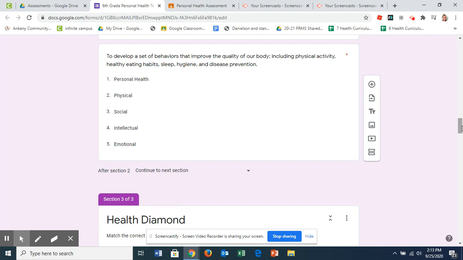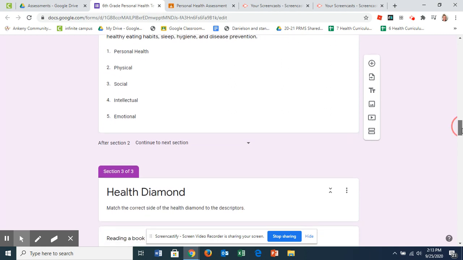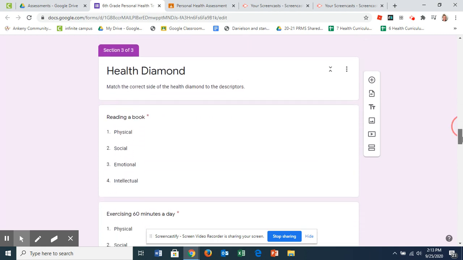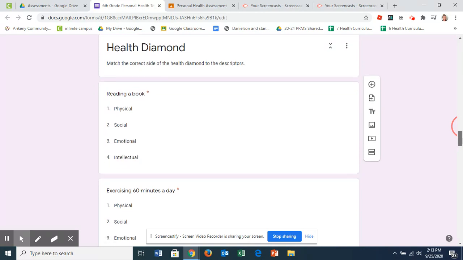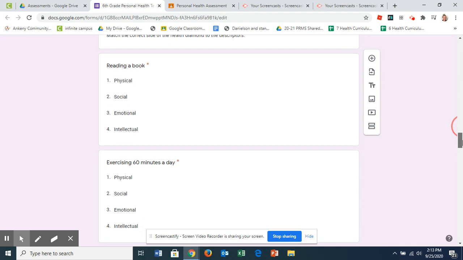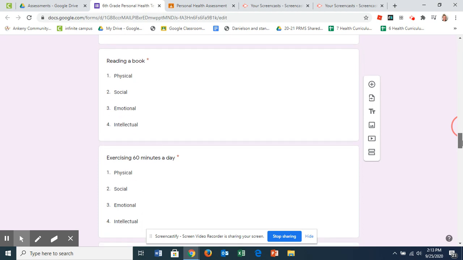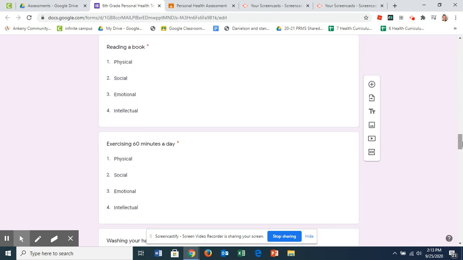Once you are completed with this section, please continue to section 3, which is the health diamond. You will match the correct side of the health diamond to the appropriate descriptors. The first descriptor, reading a book: physical, social, emotional, or intellectual. Please circle 1.